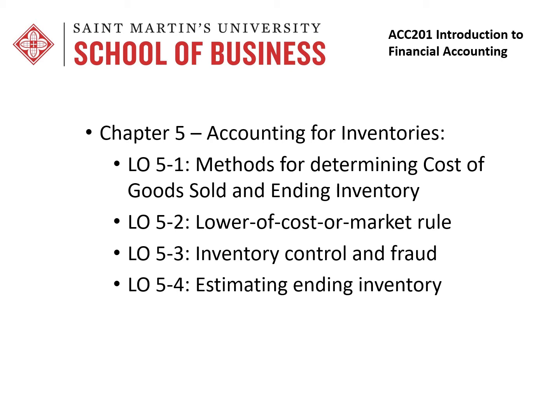So in the last chapter, we had problems where they told us that we sold, let's use an example, goods costing $5,900 to a customer for $9,000, where $9,000 is the selling price and $5,900 is our cost. But we never explained where that $5,900 came from. And so that's what we're going to talk about in this chapter.